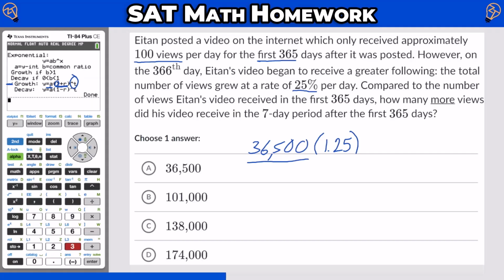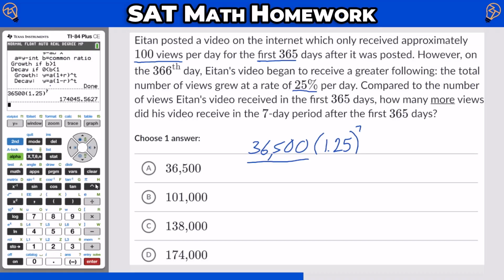So if we're saying that in that 7-day period, what occurred? Well, let's plug in a 7 here, and let's be clear on what that would give us. That would tell us the total views after those 7 days, knowing that it started out with the 36,500, right? So if we type that in, we have 36,500 times 1.25 to the, which is this caret symbol over here above the division sign. So to the 7th power, that gives us this amount here. So that's how many views he had after these 7 days, which really is after the 365 days plus 7 days.